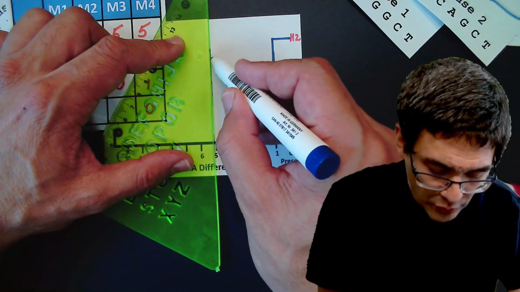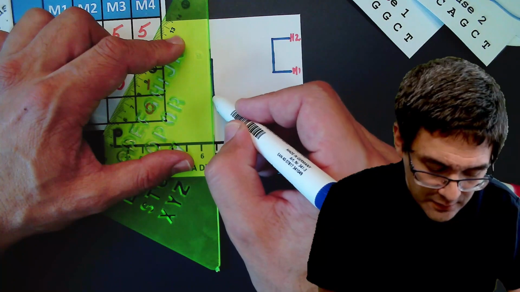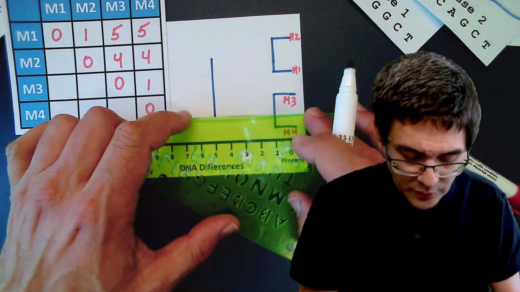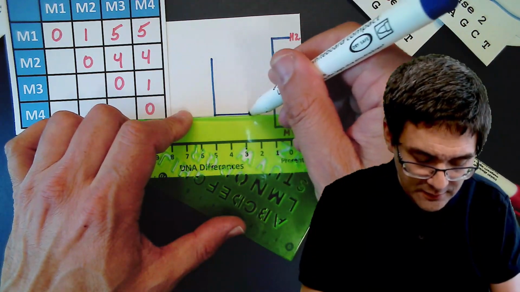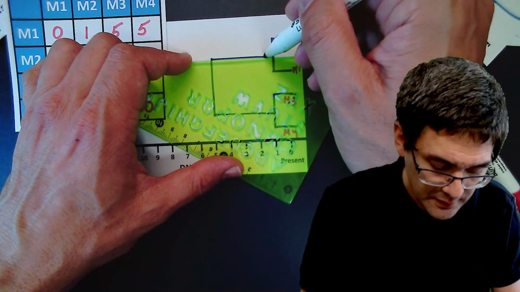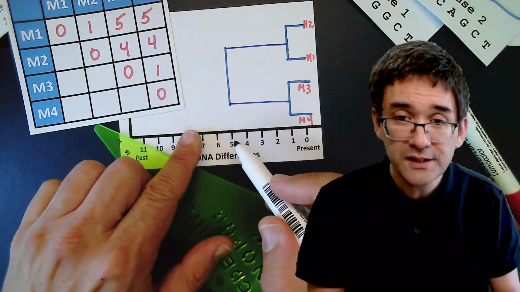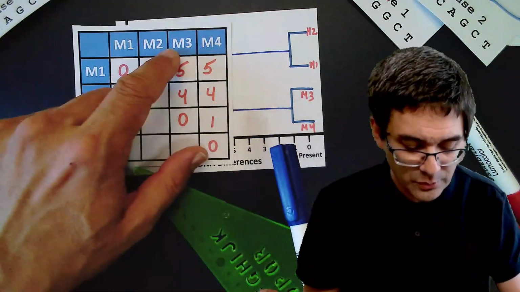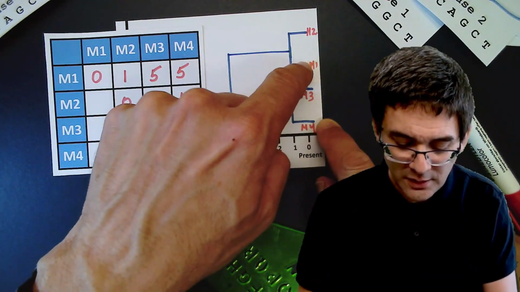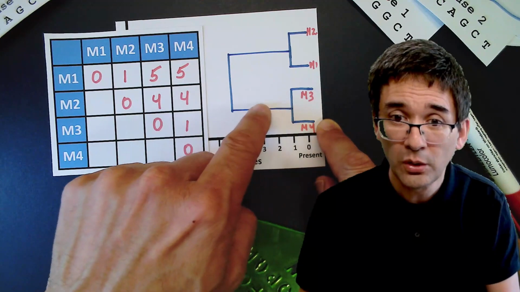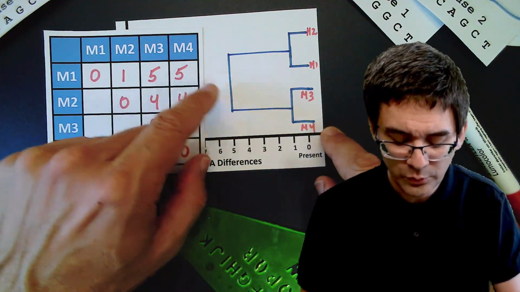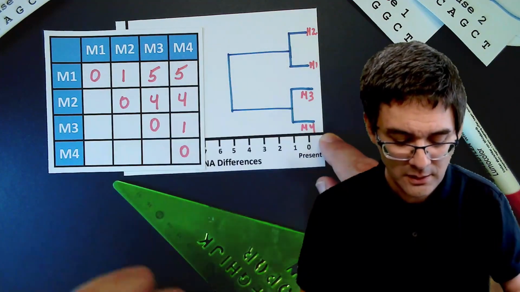So I'm going to draw over here a very light line going all the way from over here, and I'm going to draw it like this. Okay, 5 differences. You see over here, 3 and 1 have 5 differences. If I want to go from 3 to 1, I have to go all the way back to 5 DNA differences. And the same over here, 4 and 1, all the way back here.